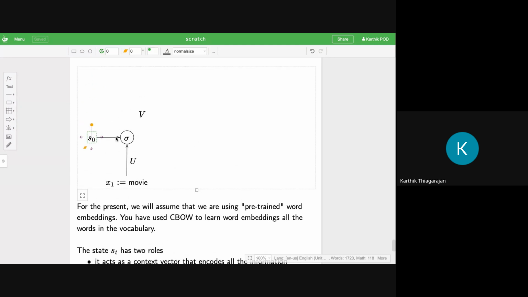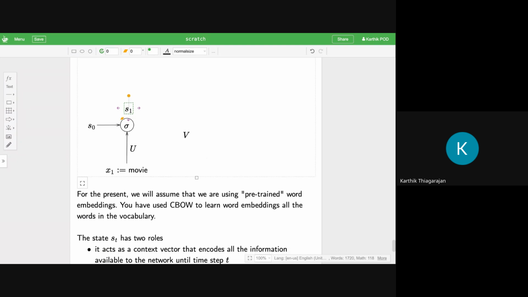So you have S0, which is passed as the context vector, and you have x1, which is passed as input. You do some computation using the input and the state, and you compute some output. That is S1. Currently, S1 is not passed to compute any output in the upward direction. All you are doing is computing S1, your state after one time step. So S1 now encodes whatever information you have after seeing the word movie.